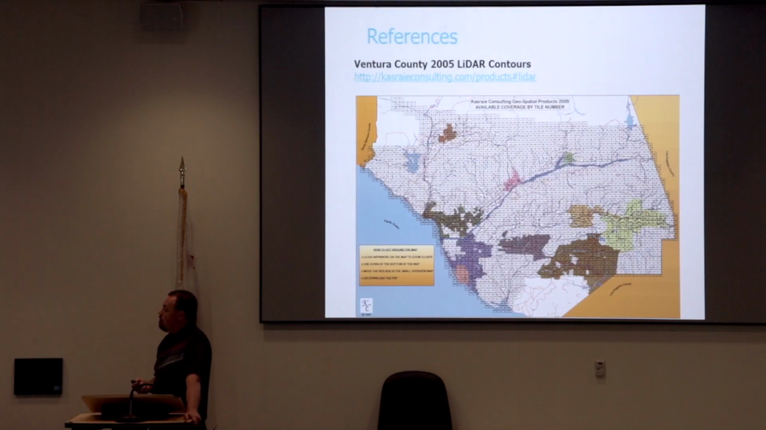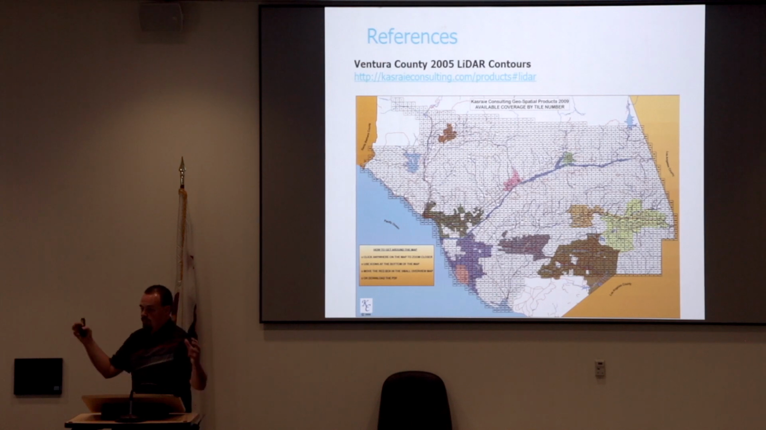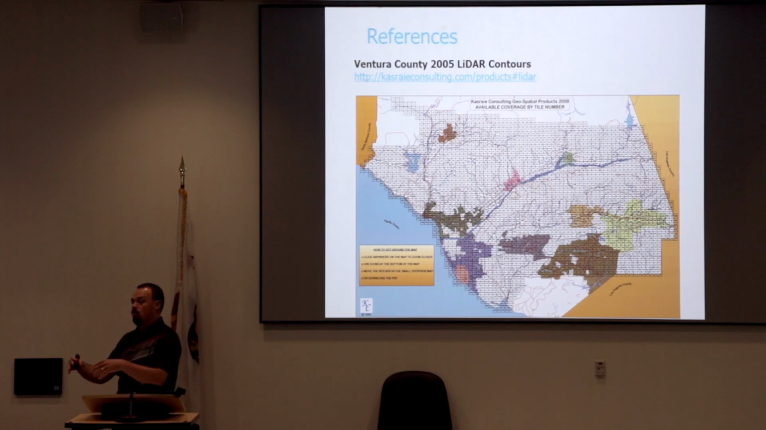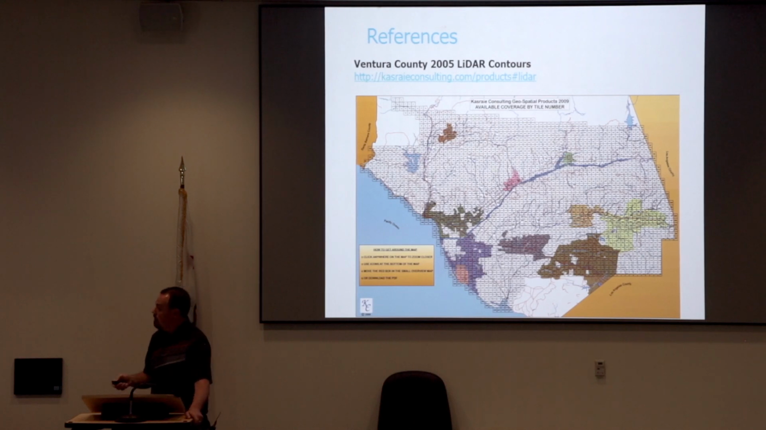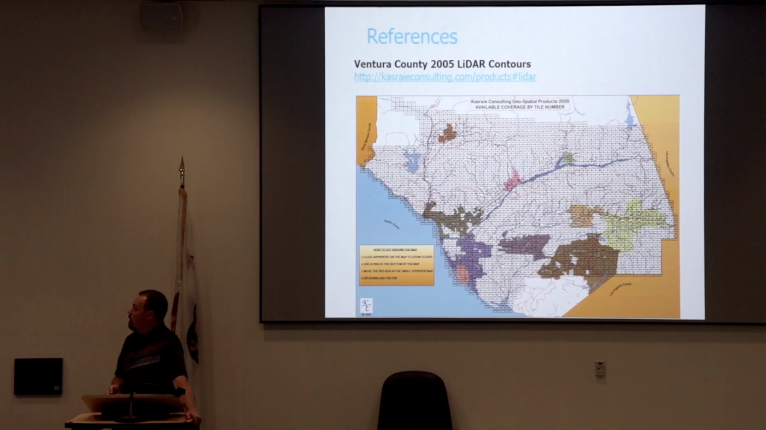So I mentioned LiDAR a couple times. I use it quite a bit. These are 2005 LiDAR tiles, so aerial imagery, basically shooting a bunch of points down, and then they make contours of them to identify what the existing slopes and grade are. So these 2005 contours come in small tiles. They're 1 square kilometer, or about 0.4 square miles.